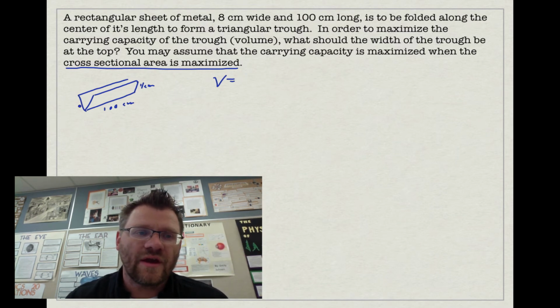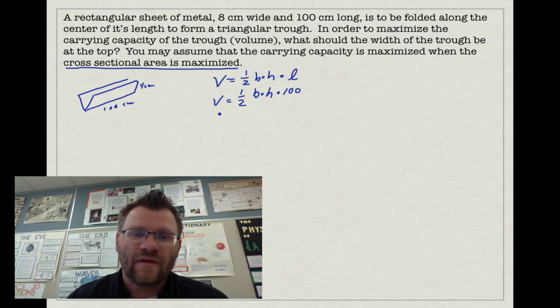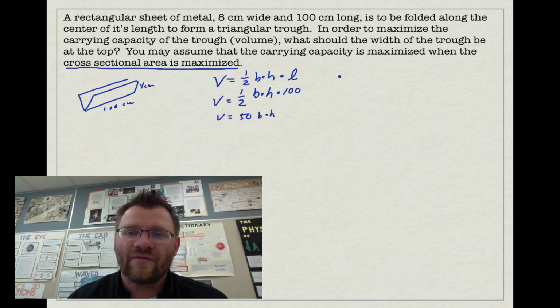So the cross-sectional area is half times the base times the height of a triangle, because that's what our cross-sectional area is, multiplied by the length of this thing. Now we have a lot of variables here. We can't have all those variables, but we do have a half base times height, and the length we know is 100. So that's okay. So we're down to 50 times base times height. We only need one variable there.